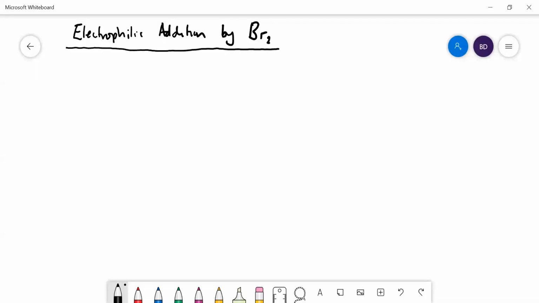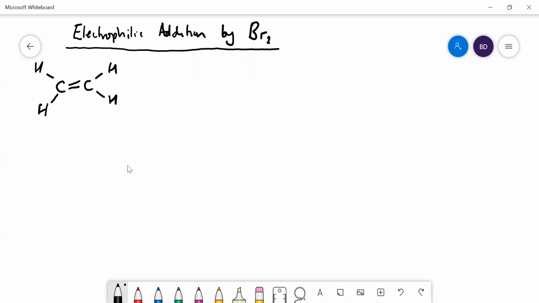Okay, now we're going to look at electrophilic addition to an alkene by bromine, Br2. So let's draw ethene to start off with. We did the mechanism of the reaction with HBr before.